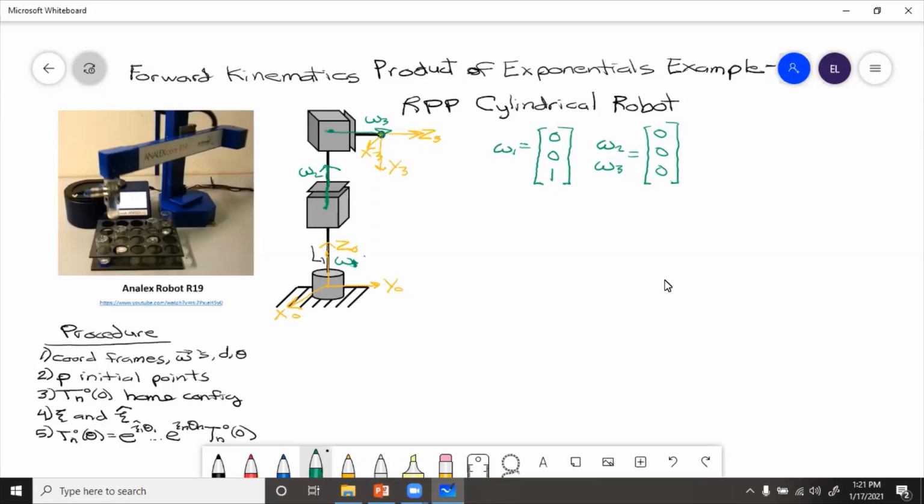Then d and theta, well, we can see here, joint 1 rotates this way. So that is going to be theta 1. And then d2 goes this way. And d3 goes this way.